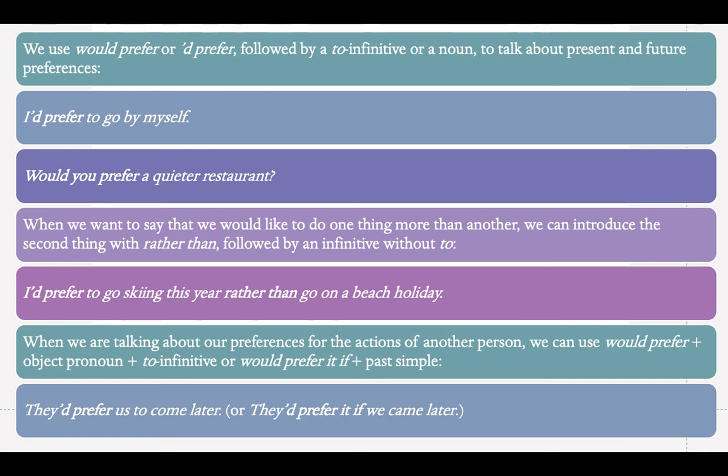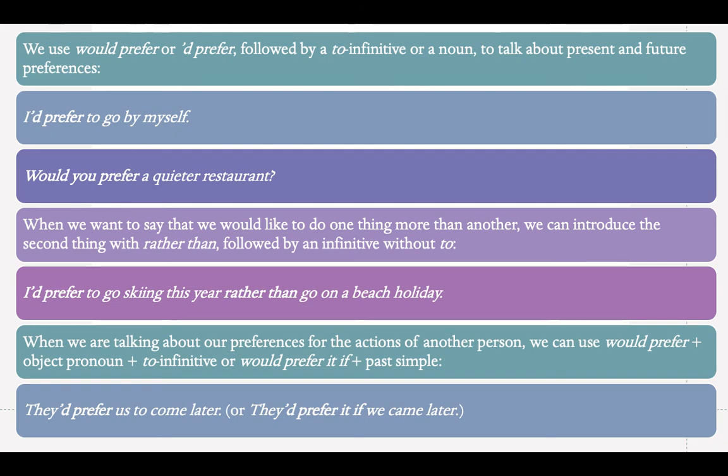When we want to say that we would like to do one thing more than another, we can introduce the second thing with rather than. It is what I said earlier, followed by an infinitive without to. I'd prefer to go skiing this year rather than go on a beach holiday. Rather than to go, not needed. I prefer to go skiing. But when you use rather than, avoid that to. I prefer to go skiing this year rather than go on a beach holiday.